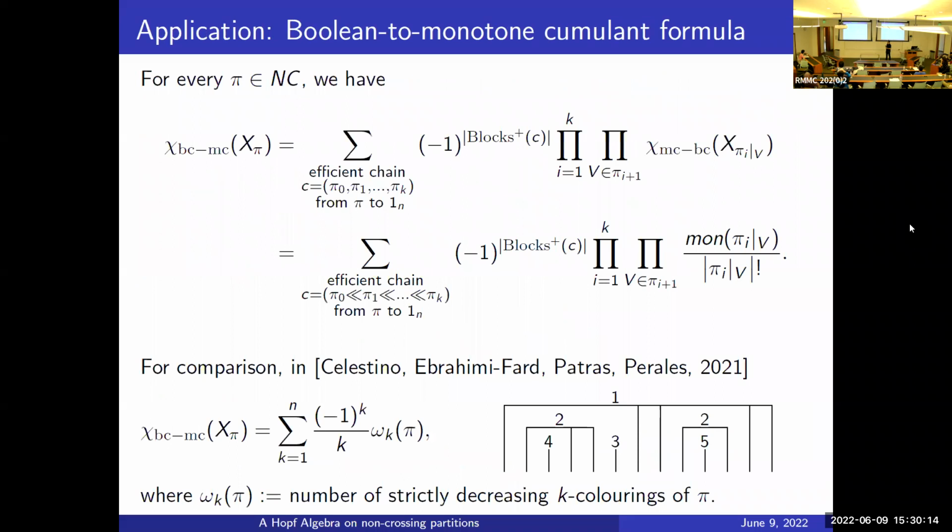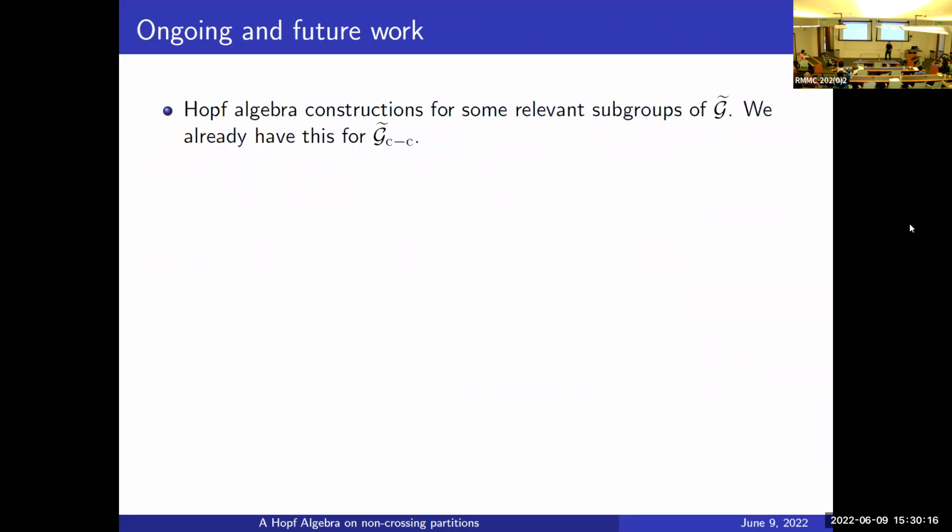The ongoing and future work on this. With this Hopf algebra or semi-multiplicative function approach, the idea is that we want a systematic way to study any transition formula. So if you tell me, I want to know how to go from Boolean cumulants to monotone cumulants, I can do this using this group of characters, or group of semi-multiplicative functions.